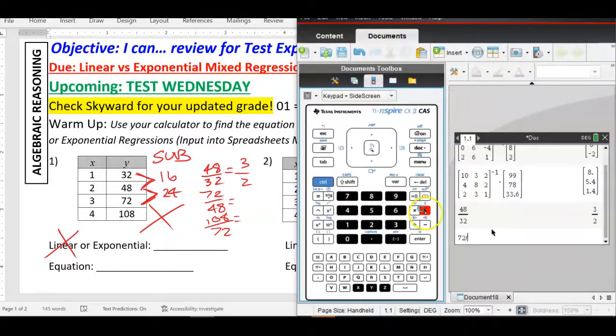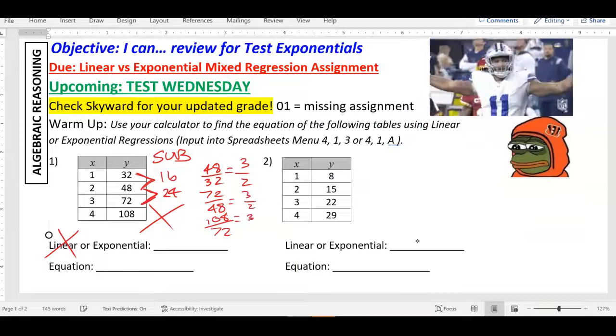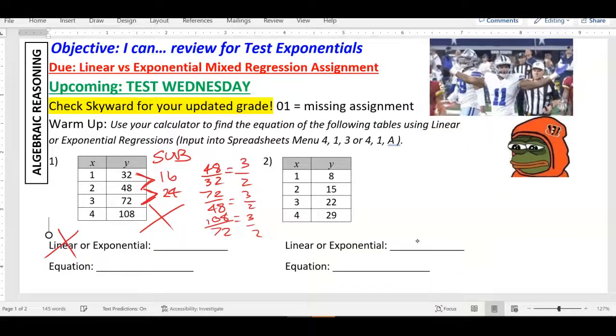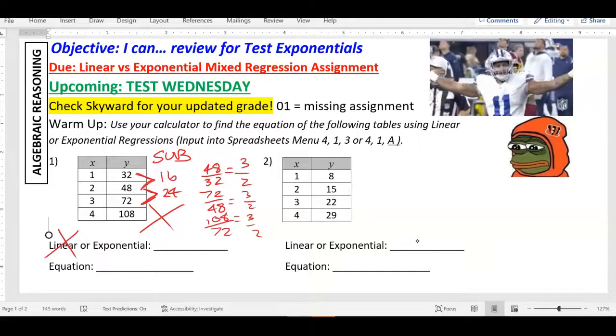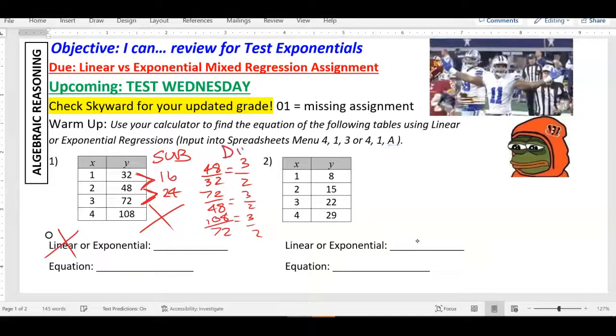Okay, 72 over 48 gives me the same thing. And 108 divided by 72 gives me the same thing, 3 over 2. So again, subtracting did not give me the same common difference, but dividing did give me the same common ratio. So what do we call that?